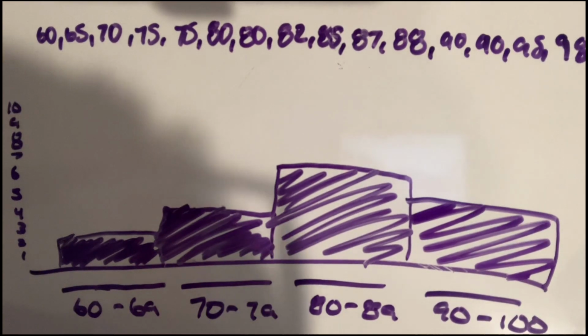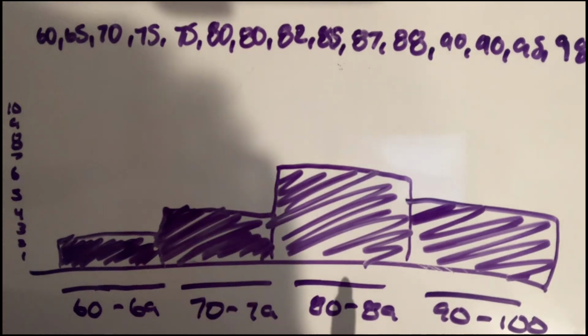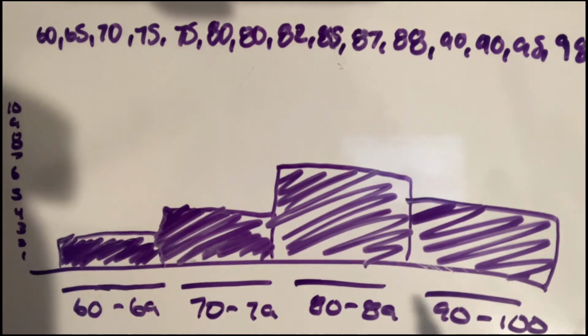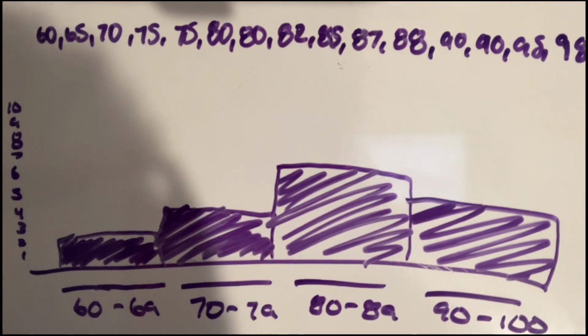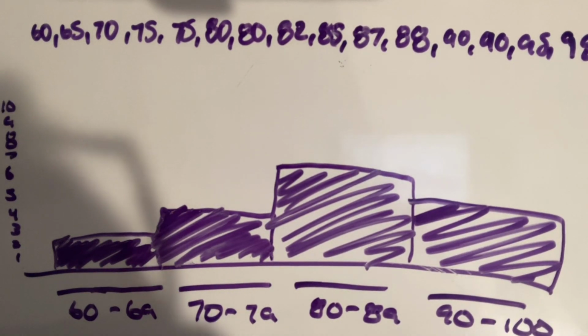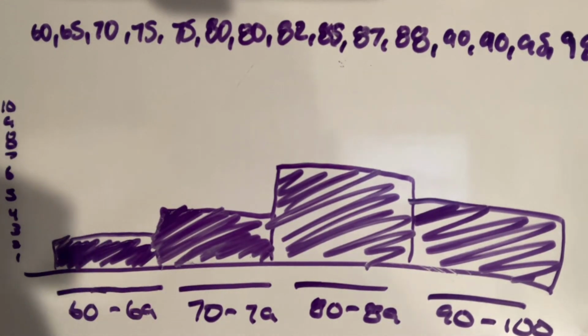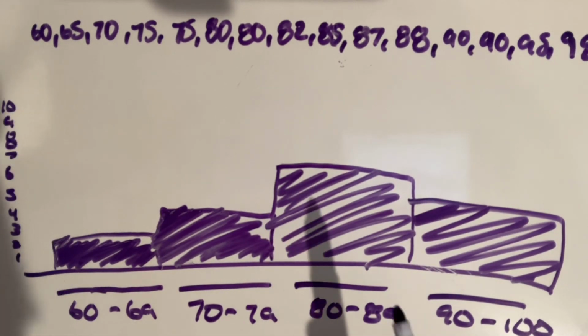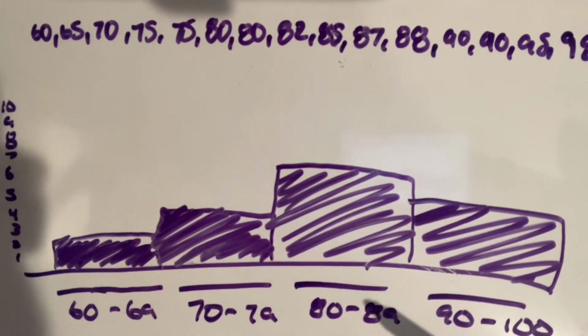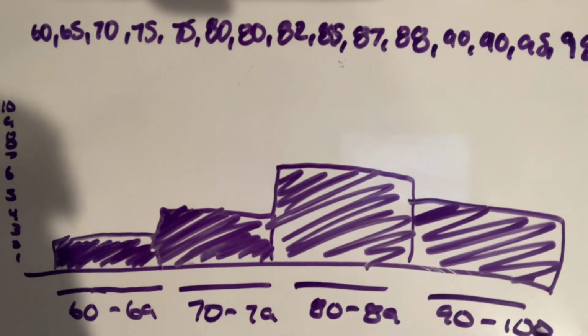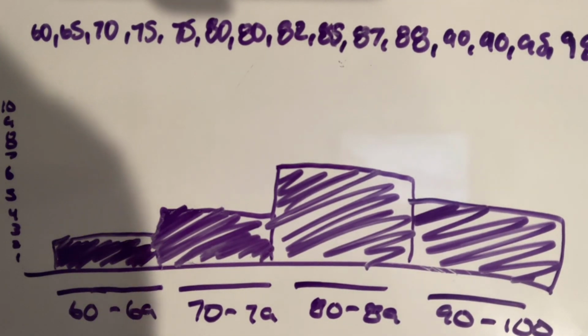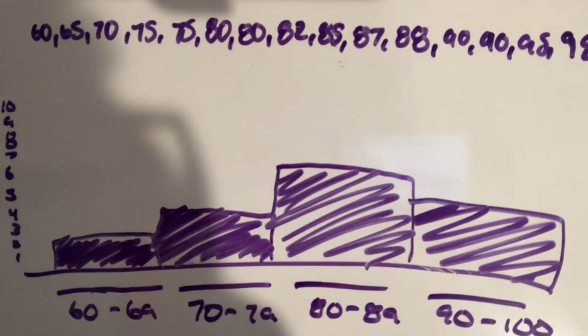Let's see which one has the most scores. 80 to 89. Is the data clustered or more spread out? In a histogram, clustered data means data points are grouped closely together, often near a central value, while more spread out data indicates a wider range of values and less concentration around a single point. Here, our data kind of revolves around 1, 2, 3, 4, 5, and 6, which are pretty close together and don't have a pretty wide range, so we can say that our data is clustered.